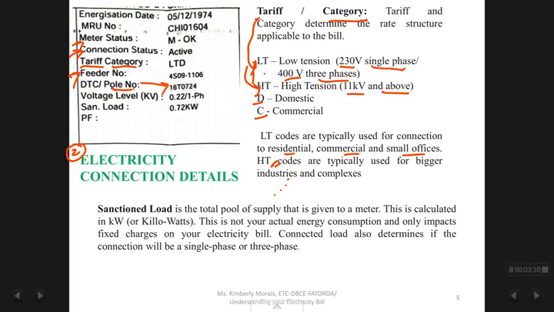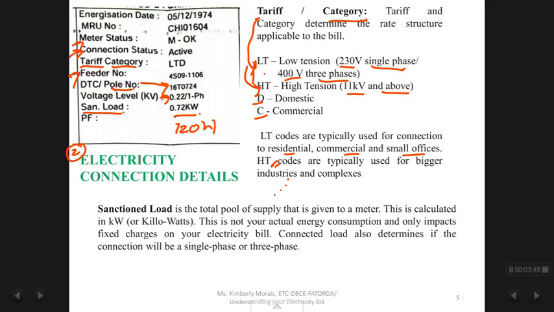Now the voltage at my home: we have a single-phase connection, so the single-phase voltage is 220. Since it's in kilovolts, it is 0.22. Sanction load, I happened to ask them about this. If you notice, this is just 0.72 kilovolts, which actually means it's only 720 watts.